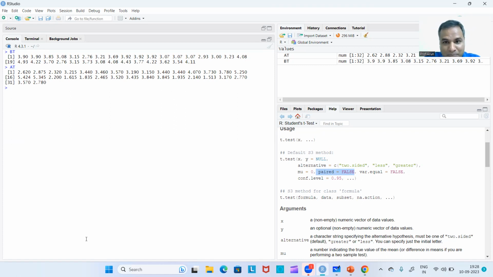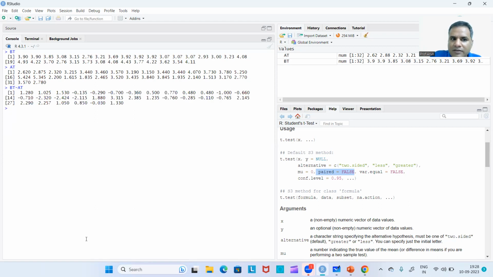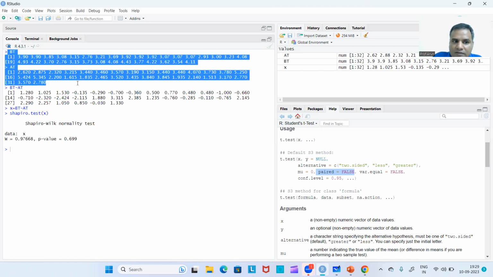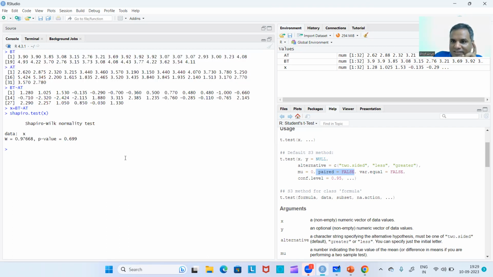See, first of all, in paired sample t-test, the normality assumption is there. But whose normality will you check? You should check normality of the difference of the two scores. It means what I will do, BT minus AT, and I will put it in a vector called, let's say, X. And here I will apply Shapiro test. Shapiro X, enter. And see, this P value is greater than 0.05. In the difference of both the marks, you should apply normality on them, not on these data. Getting what I'm trying to say?